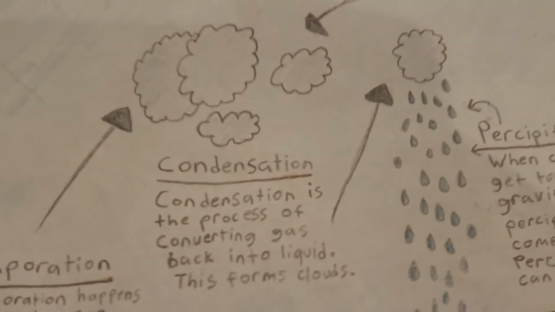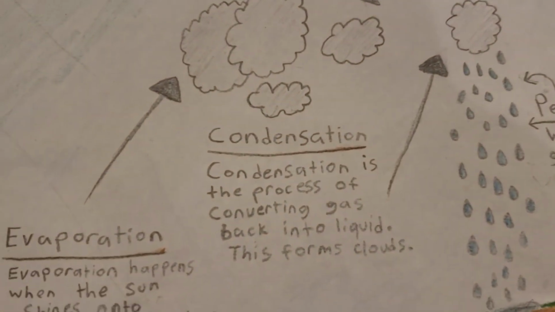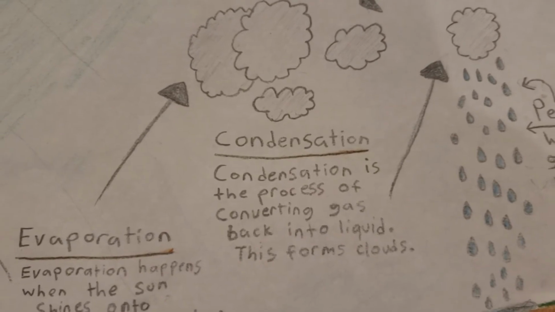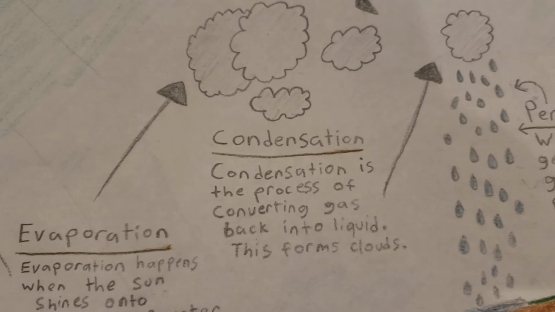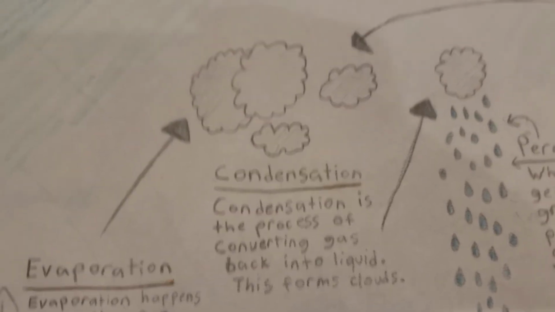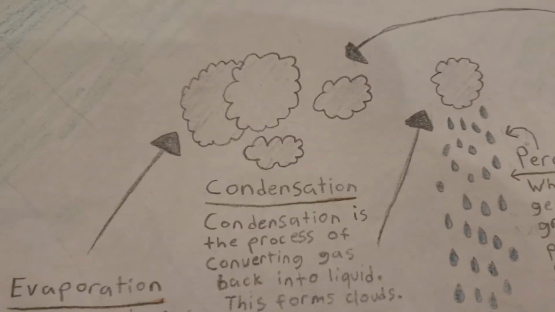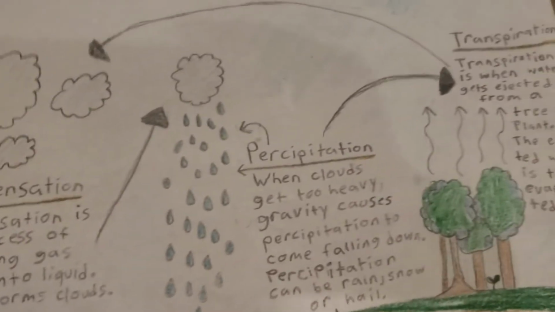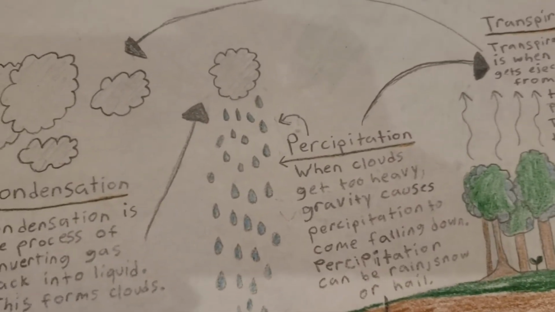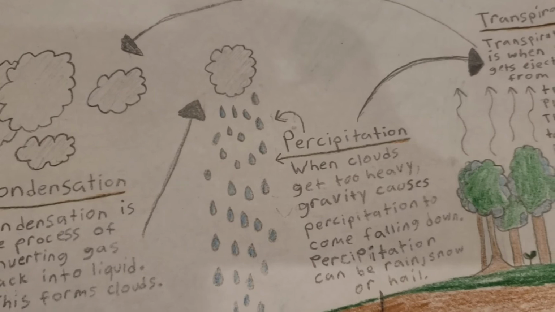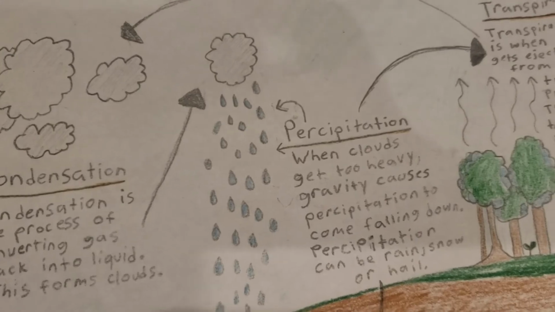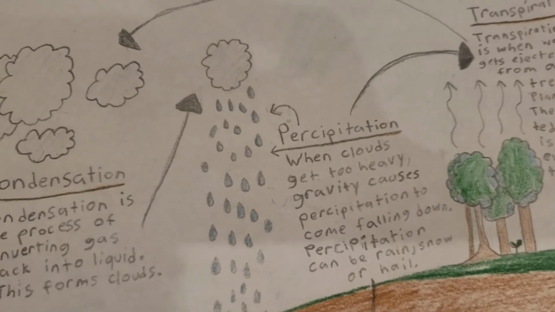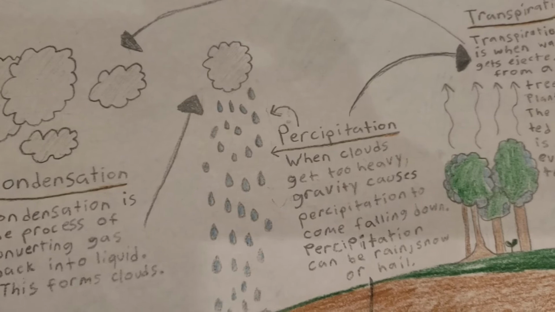The next step is condensation. Condensation is the process of converting gas back into liquid to form clouds. When clouds get too heavy, gravity causes precipitation to come falling down. Precipitation includes rain, snow, and hail.